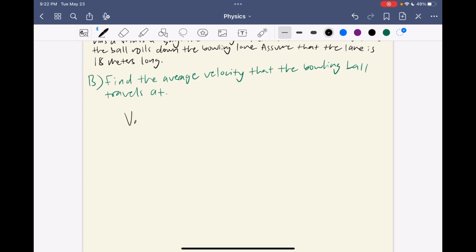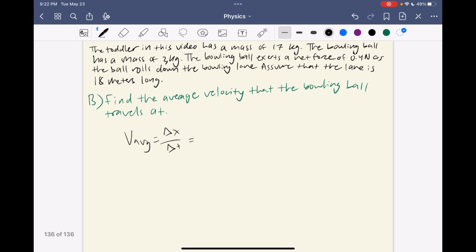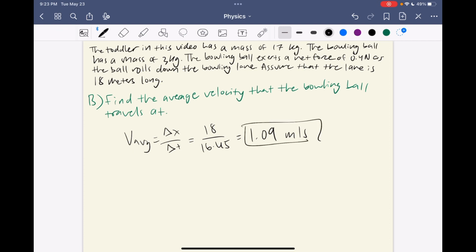So we can use our average velocity formula, delta x over delta t. We know that the lane is 18 meters long, so therefore delta x will be 18. And given our previous calculations from part A, we know that the total time that it took for the bowling ball to hit a strike, which means that the bowling ball is arriving at 18 meters, is 16.45 seconds. Therefore, 18 divided by 16.45 is 1.09. So that makes the average velocity of the bowling ball 1.09 meters per second.